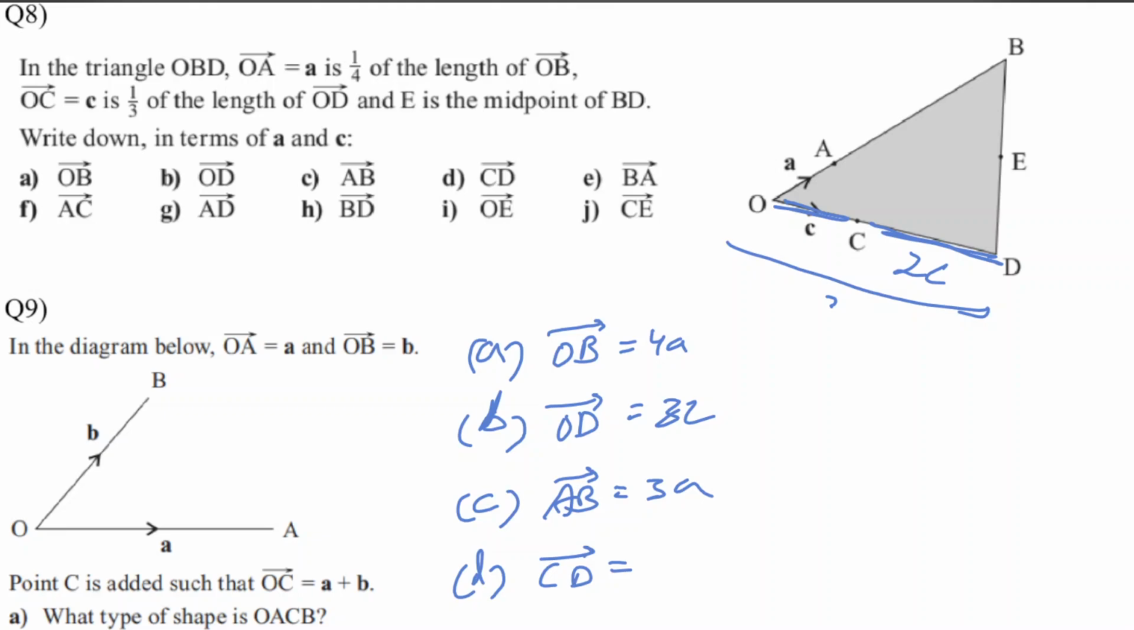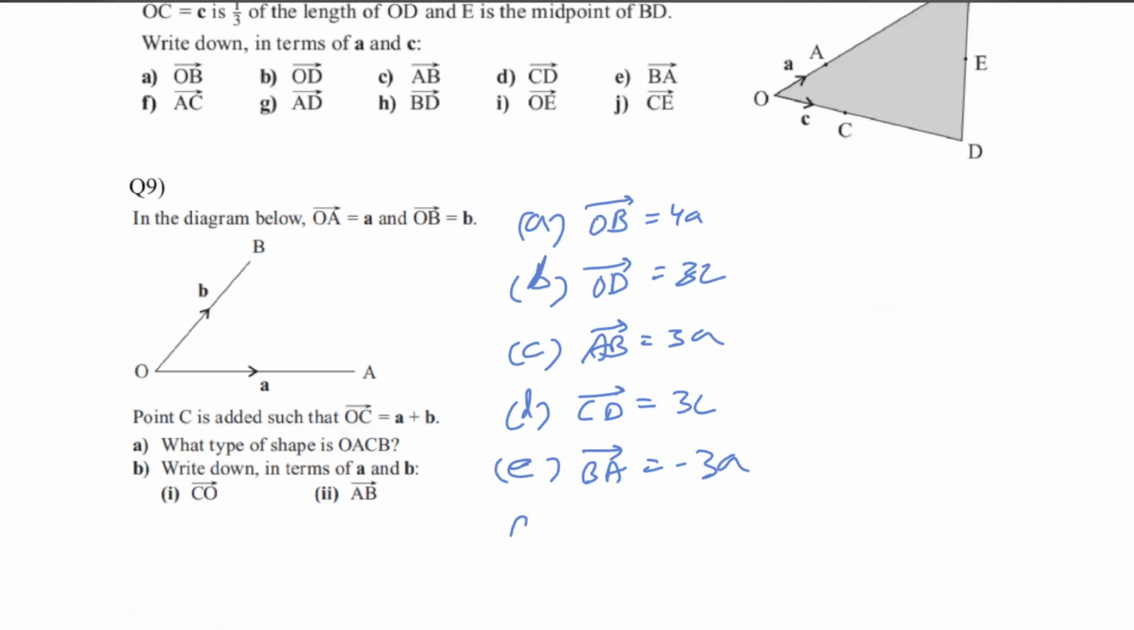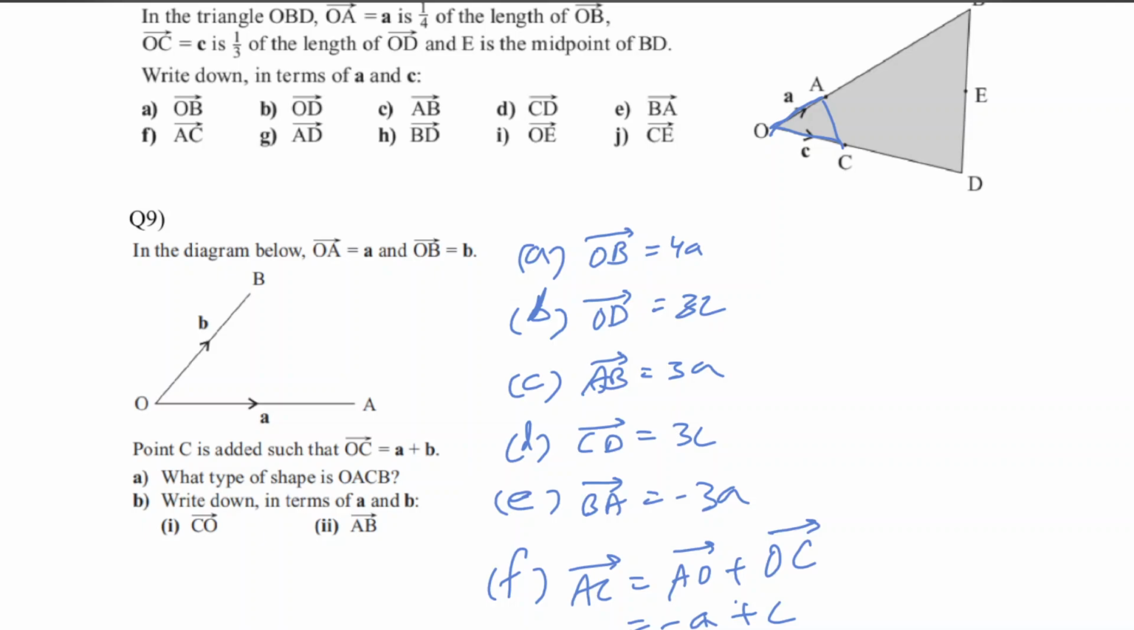Then F is AC. AC vector from here to here. So we have to go like this, A to O plus O to C. So AO is what? Minus of A, opposite of A direction, and OC is what? Plus of C. Why plus of C? Because it is going in the same direction. I hope this is clear to you. F part is clear. G part.